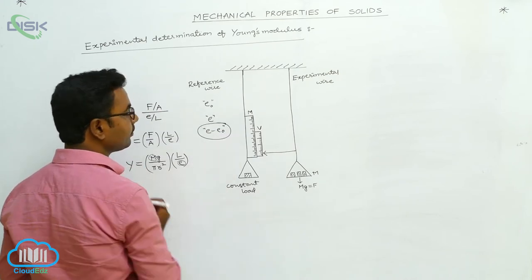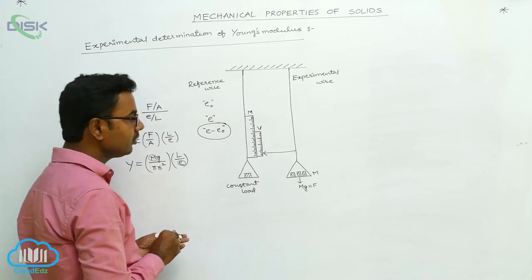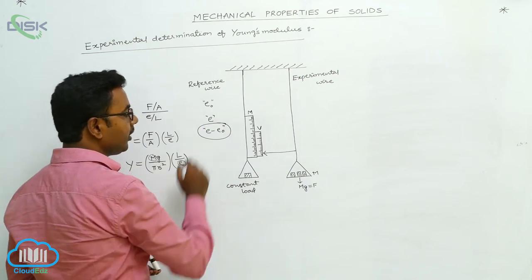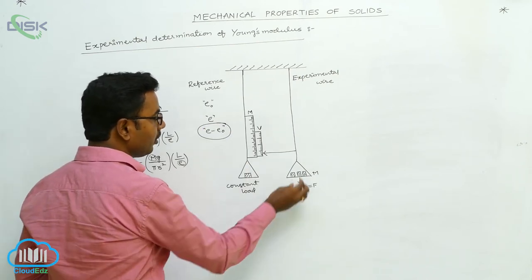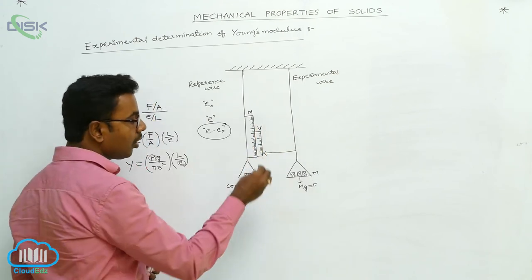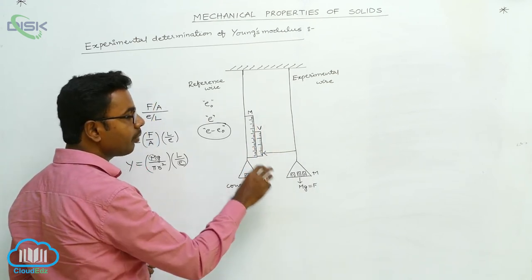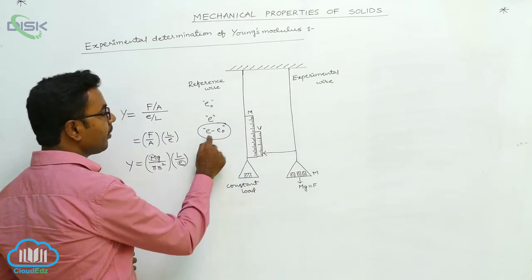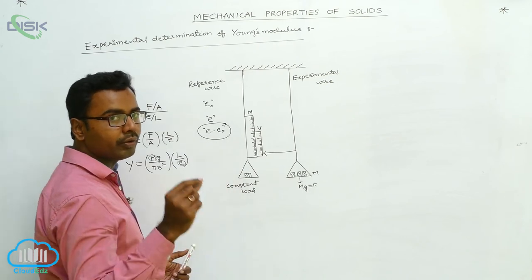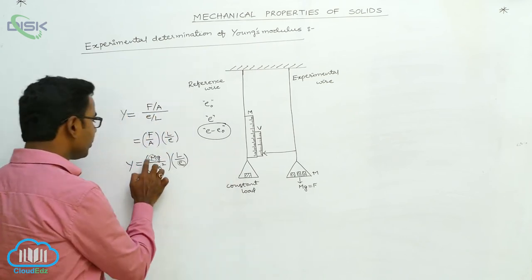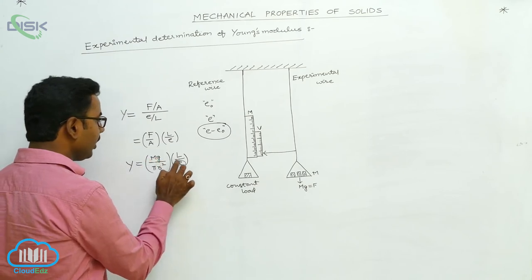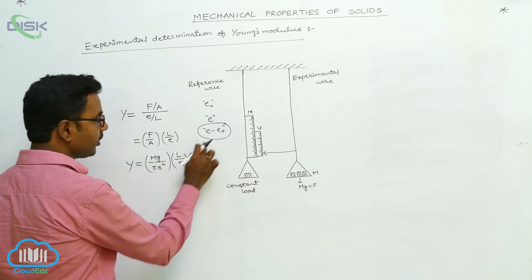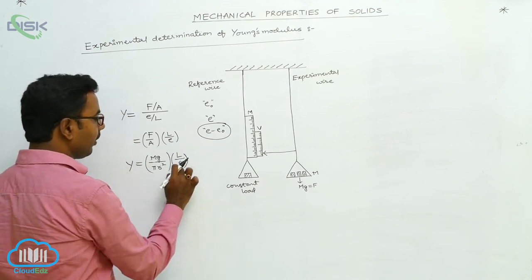E naught was the initial elongation whenever the small load is kept in the experimental wire pan, and e is the total elongation after keeping the 100 grams mass. So only for the 100 grams mass, the elongation produced is given by the difference between the readings e and e naught. E minus e naught is the elongation produced only for the particular 100 grams mass. Now we substitute M as 100 grams, and the elongation as e minus e naught. Don't get confused here.